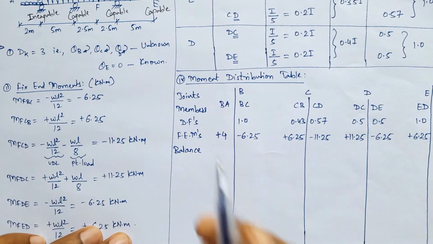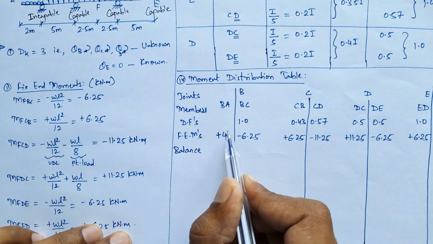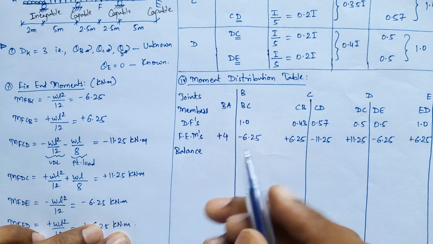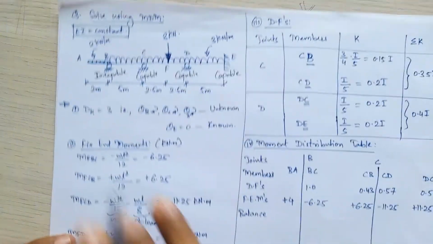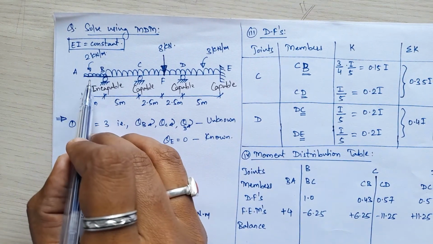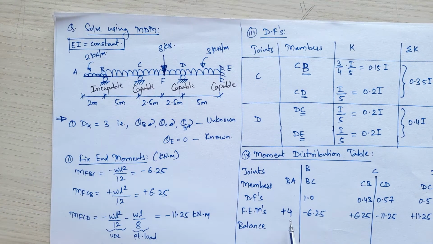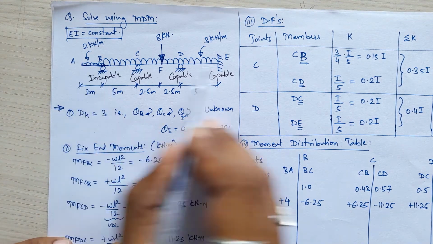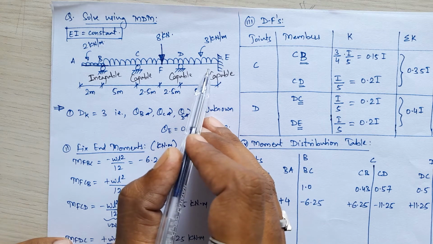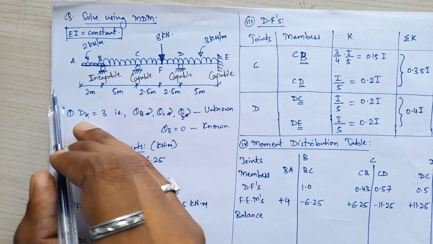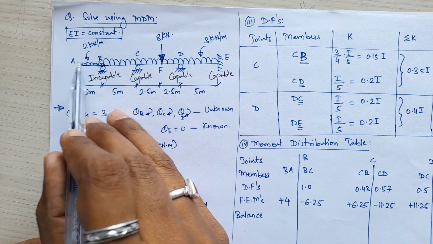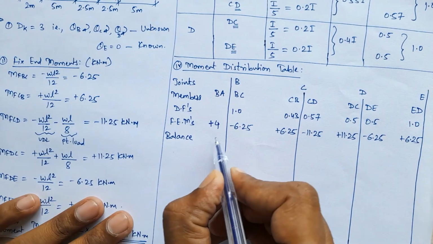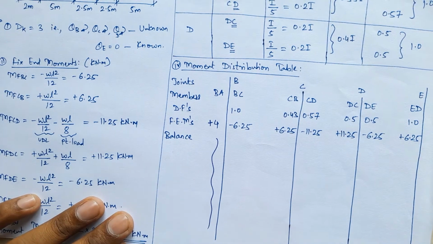That means this 4 kilonewton meter moment which is acting at this BA member will remain constant throughout the numerical, because this overhanging portion will remain as it is. Whatever moment you are getting over here, that will remain constant throughout the lifetime of this beam. That means you cannot remove this AB; this AB will always put a moment of 4 kilonewton meter on this joint. So this moment will remain constant as it is.